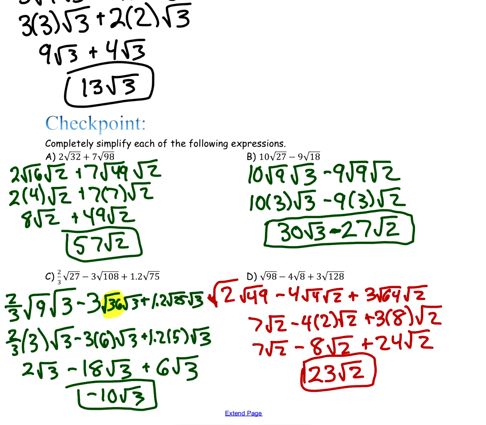And take a look at B. You see how in B, we completely simplified both of them, all the way down to the 30 radical 3 minus 27 radical 2. But they still weren't like terms, so we couldn't add them together. And yeah, that's it for adding. Now we're going to go on to multiplying and dividing.